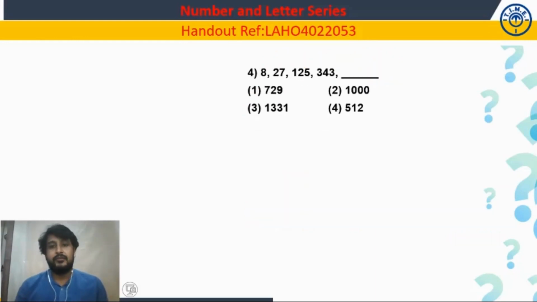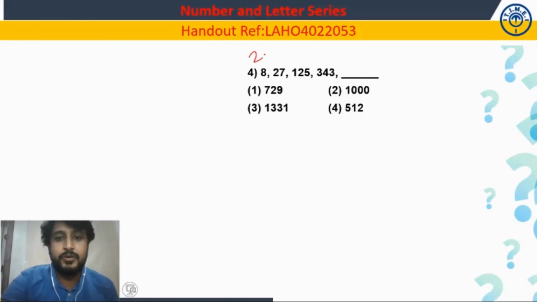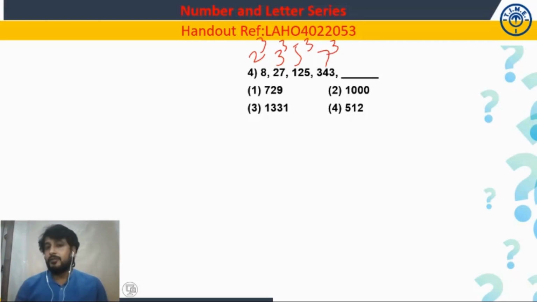8, 27, 125, 343. Try to recognize this pattern. Try to recognize the numbers. 8, 27, 125, 343. Anyone? Yes. What are these numbers? Perfect cubes. 8 is which number cube? 2 cube. And 27 is 3 cube. 125, 5 cube. 343, 7 cube. 2 cube, 3 cube, 5 cube, and 7 cube.